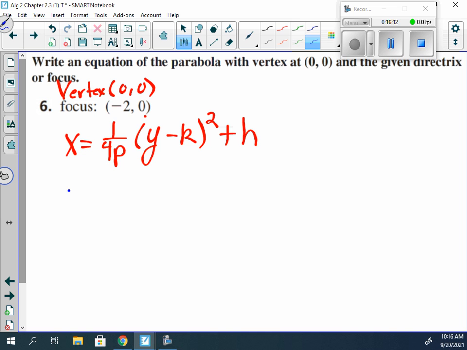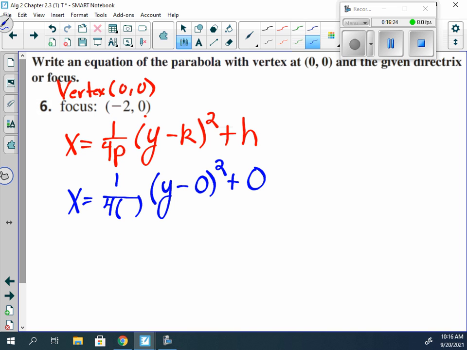Well, do we know what the value of p is quite yet? No, but we will. What's the value of k? Value of h? 0. Now, the x value of the focus is where p is located, yes? Because in the focus we have h plus p comma k. So what is h plus p equal to?